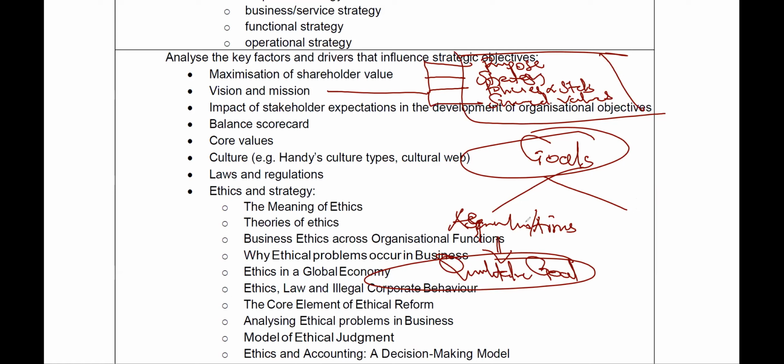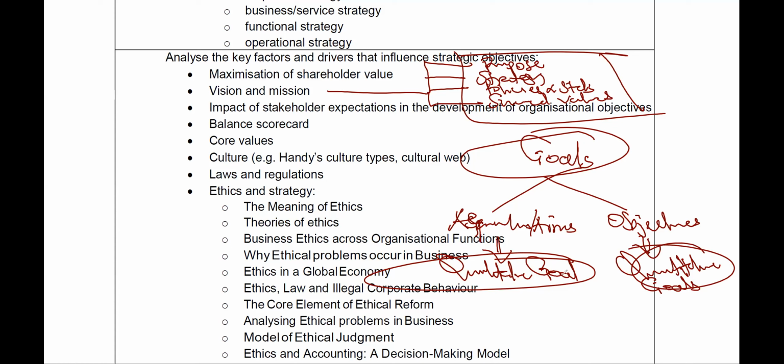You see, it's more specific. So the more specific goals are what we call objectives. So we call this quantitative goals. I hope you are learning something. So those ones are what we call the quantitative goals.